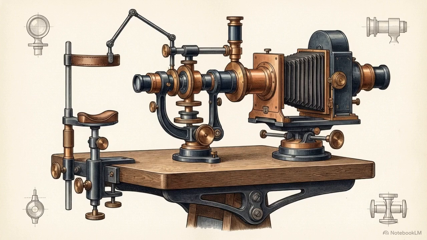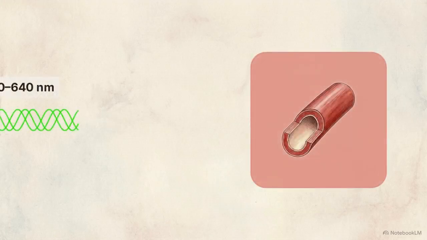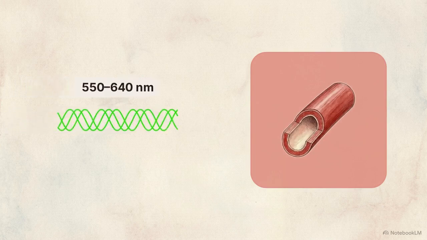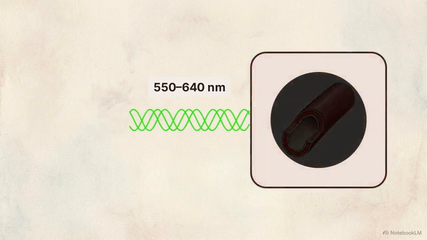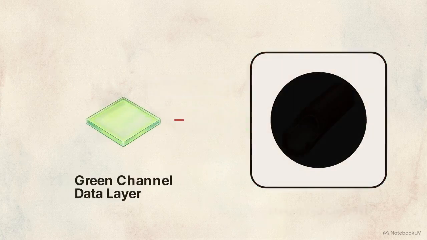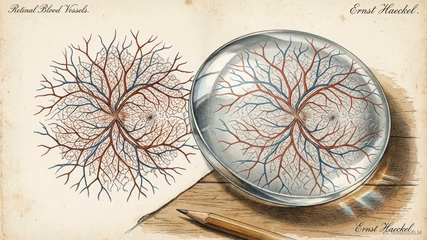Standard clinical acquisition relies on the fundus camera. These systems pulse green light at wavelengths between 550 and 640 nanometers, specifically because hemoglobin heavily absorbs it, maximizing the optical contrast between the vessels and the surrounding tissue. However, a fundus camera only records a flat, two-dimensional projection. This lack of depth leaves the system theoretically vulnerable to physical spoofing.